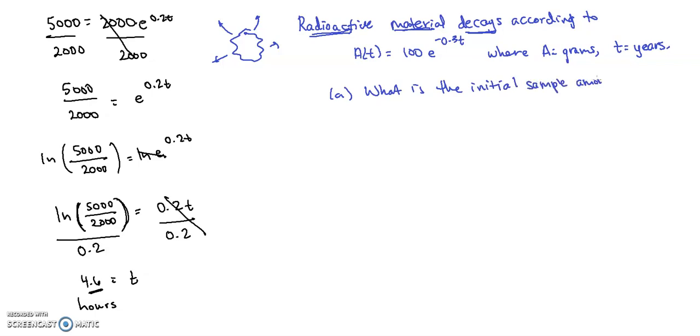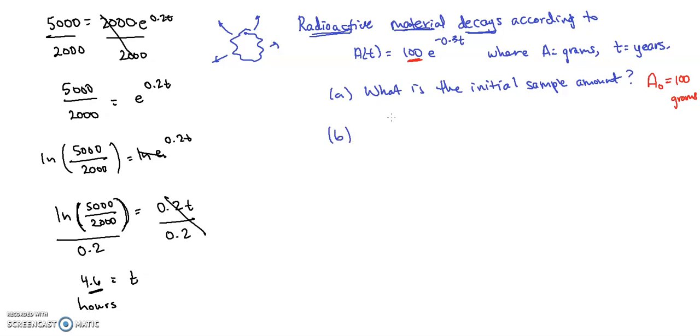Okay, what is the initial sample amount? How much are we starting with? Well, you could plug in t equals 0, or you could just look right here. You're going to get the same thing. If you plug in t equals 0, anything to the 0 is 1. That becomes 1, and this is your initial amount. So remember our general form. Amount that changes is here. Initial amount is here, and that's not going to change. So our A naught is 100, and we are in grams. So we're starting with an initial sample size of 100 grams.